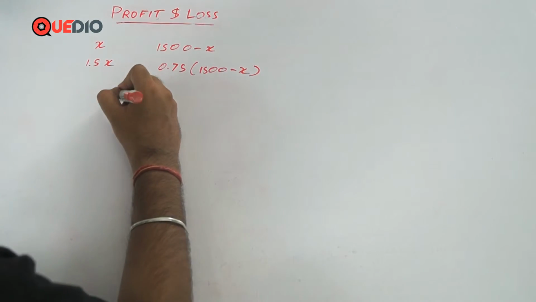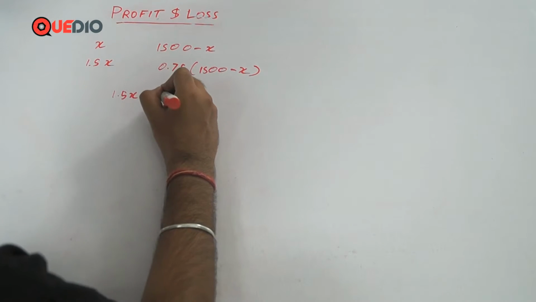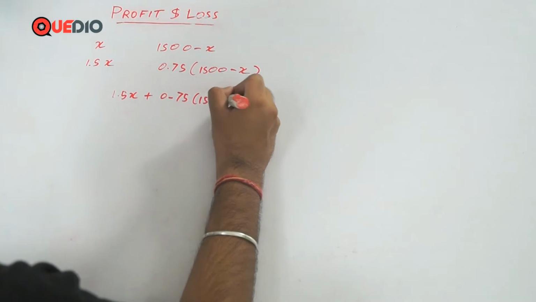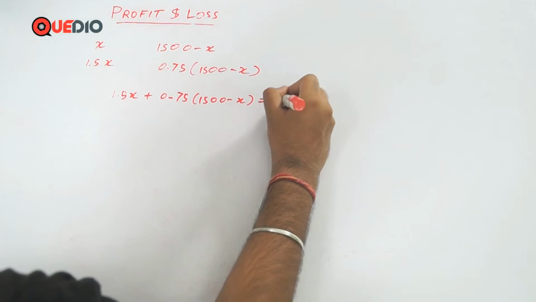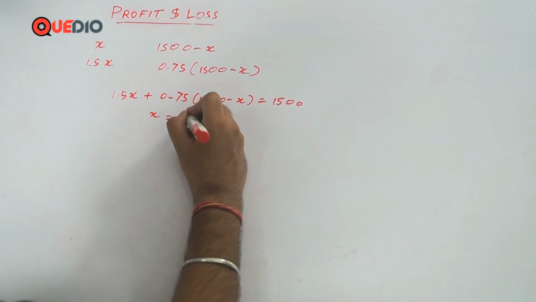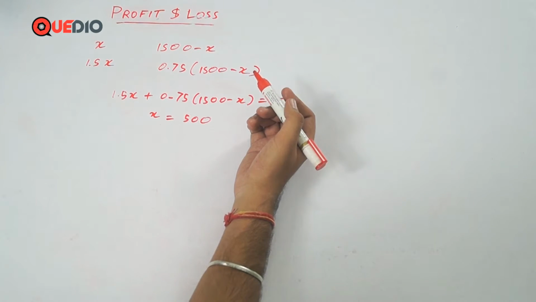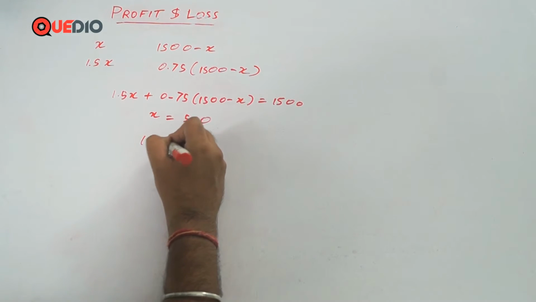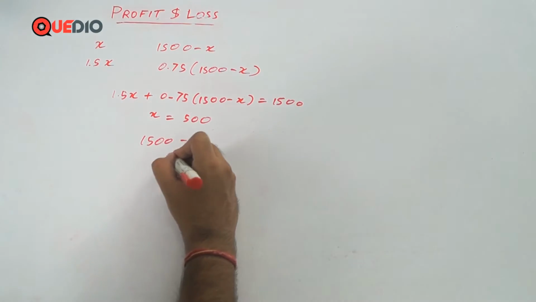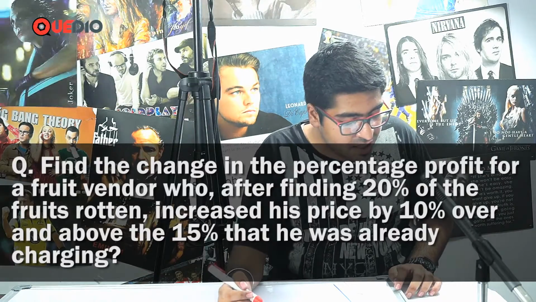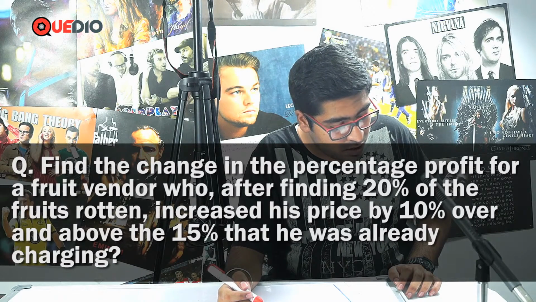This can be written as 1.5x plus 0.75 into 1500 minus X is equal to 1500, as it is given that there is no loss, no gain. So the value of X comes out to rupees 500. We have to find the cost price of the expensive item, so it would be 1500 minus X, which equals 1000 rupees.